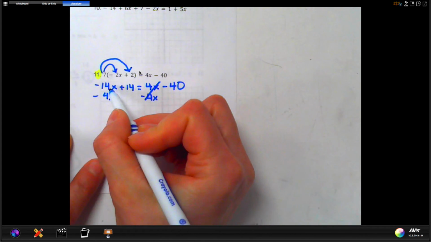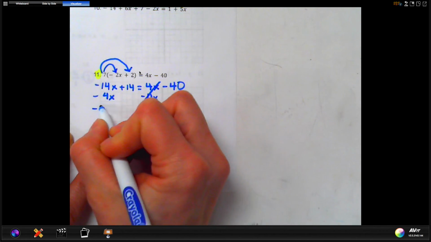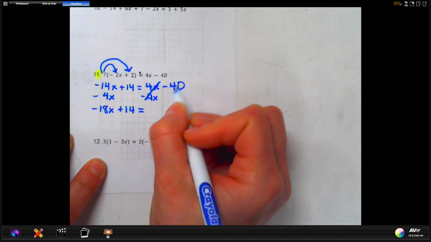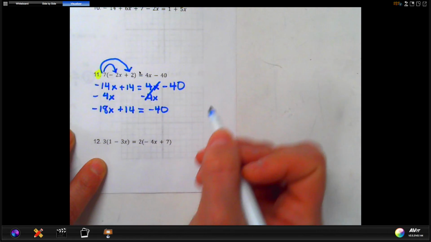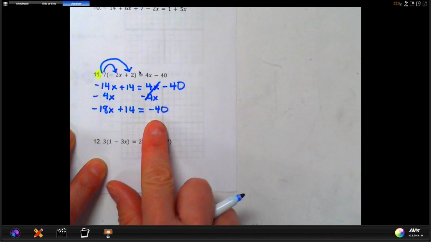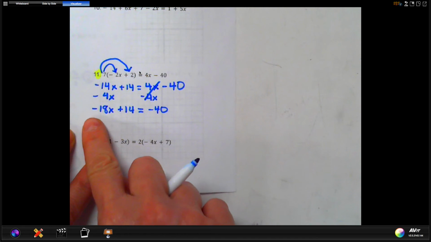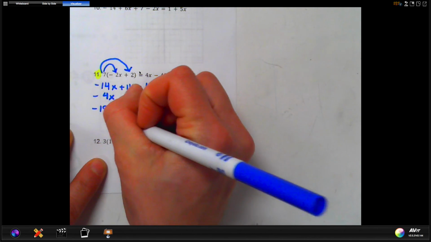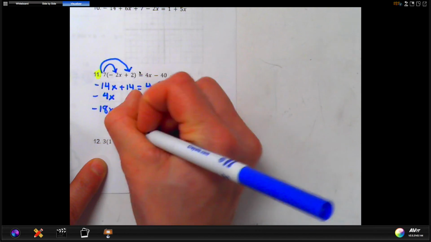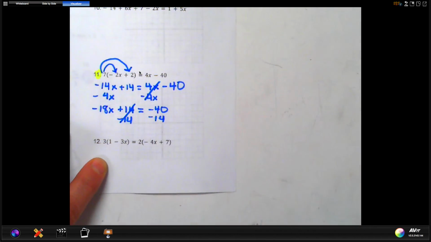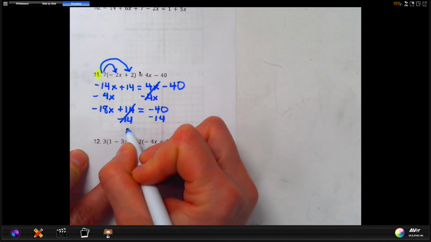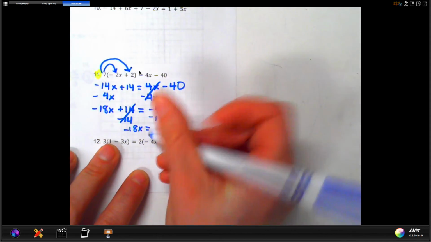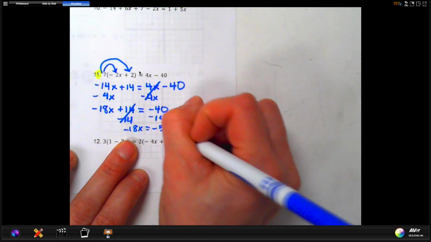So negative 14x minus 4x equals negative 18x. Bring down plus 14 equals, and bring down negative 40. Okay, now you have your two-step. Negative 40 is safe. We have to undo negative 18 and the plus 14. We'll start with the plus 14. So we're going to subtract 14, cancel it, subtract it over here. So we get negative 18x equals negative 40 minus 14 is going to give us negative 54.